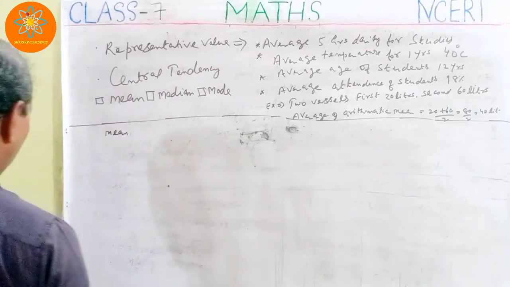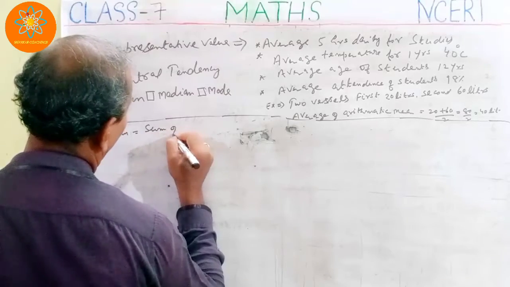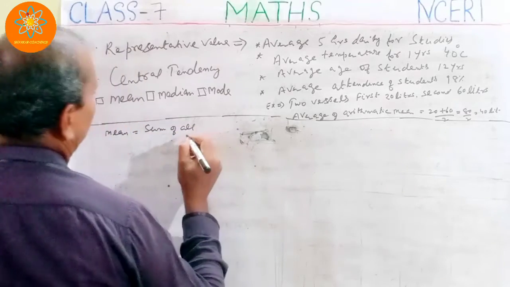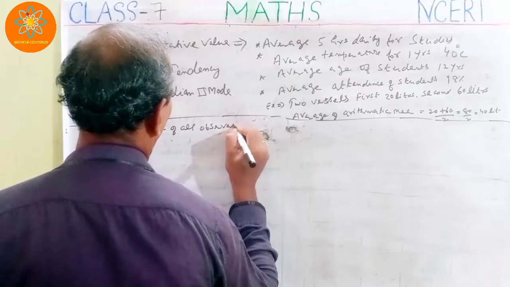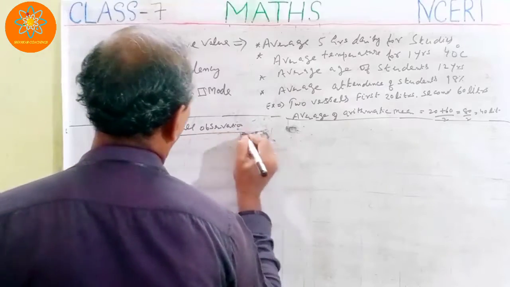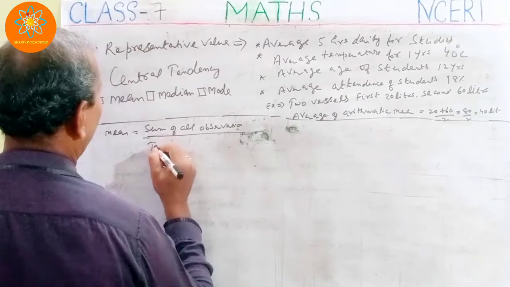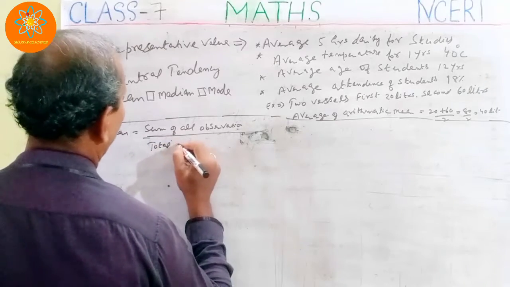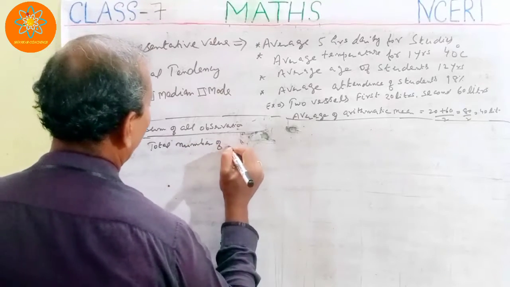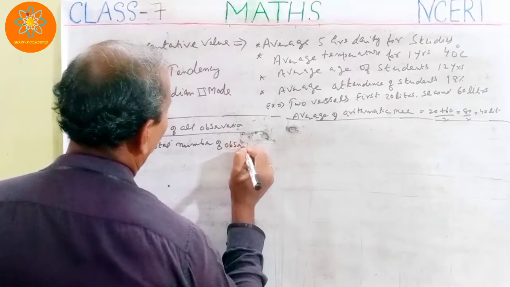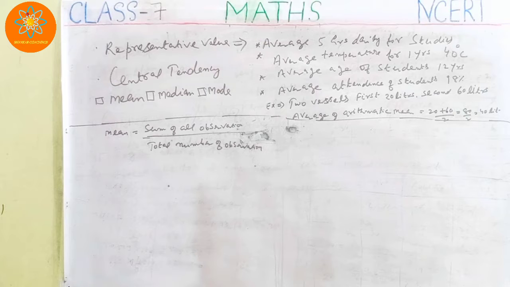Mean is equal to sum of all observations divided by total number of observations. This is mean.